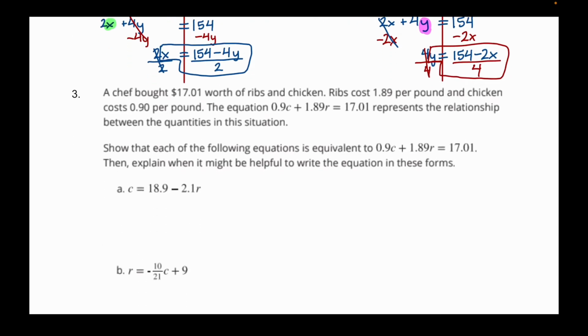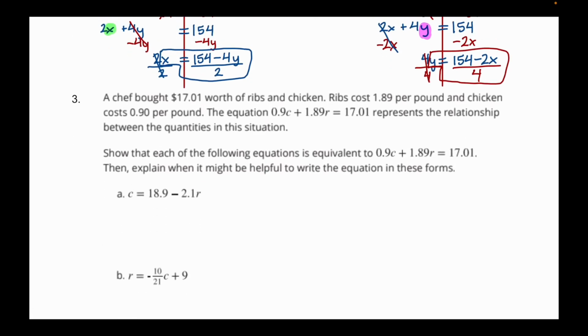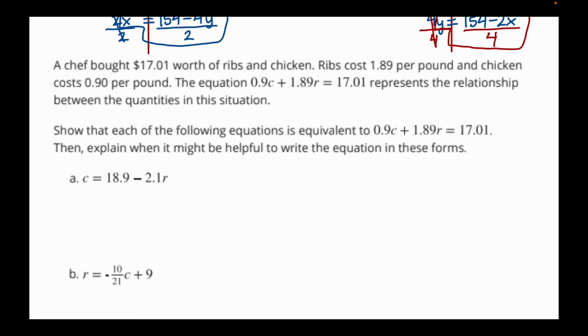Okay, let's go to question 3. A chef bought $17.01 worth of ribs and chicken. Ribs cost $1.89 per pound, and chicken cost 90 cents per pound. The equation 0.9c plus 1.89r equals 17.01 represents the relationship between the quantities in this situation. Show that each of the following equations is equivalent to 0.9c plus 1.89r equals 17.01.